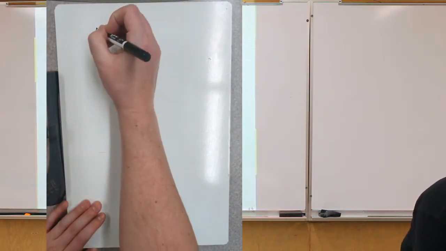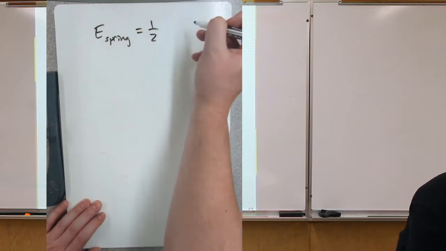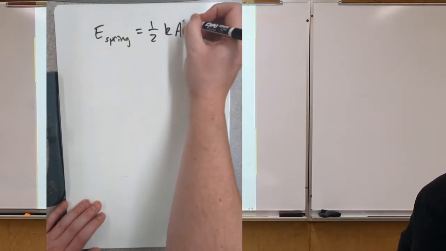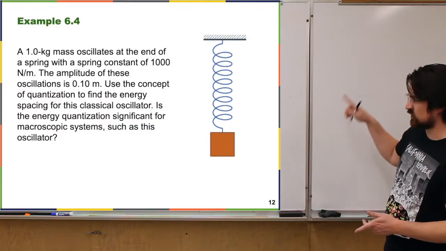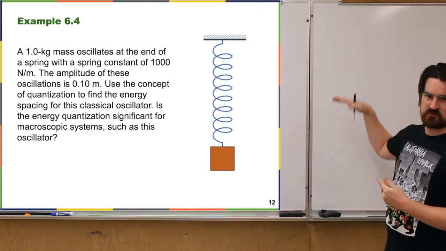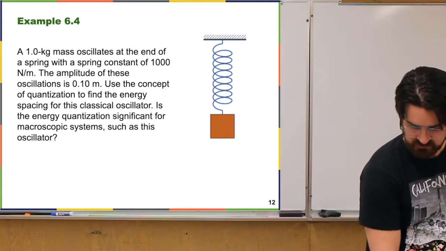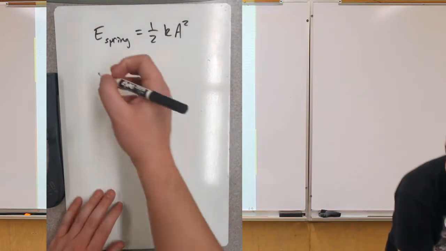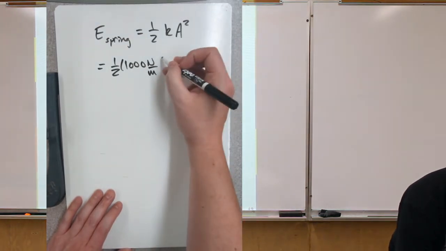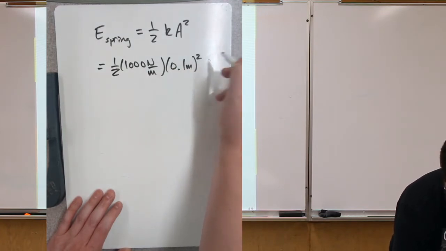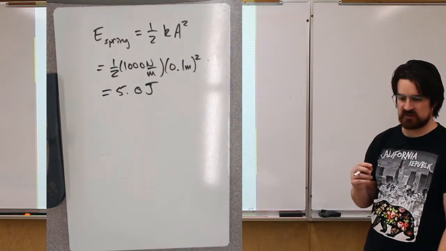If you think back, the spring potential energy is one half times the spring constant times the amplitude of that oscillation squared. You might look at this as y squared, but y, remember, is the displacement from the equilibrium, and that's just the amplitude of this oscillation. So this is the energy in a simple harmonic oscillator. We put in some numbers. They tell us that the spring constant is 1,000 newtons per meter and the amplitude is 0.1 meters. This comes out to be 5 joules, the energy associated with this oscillation.